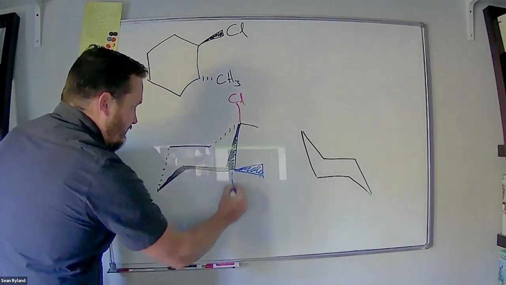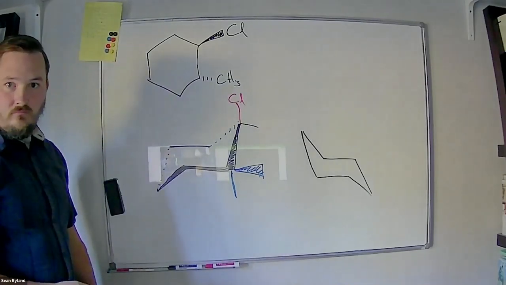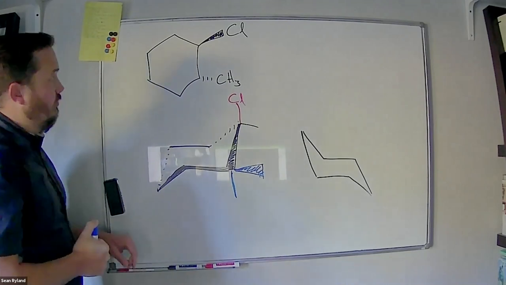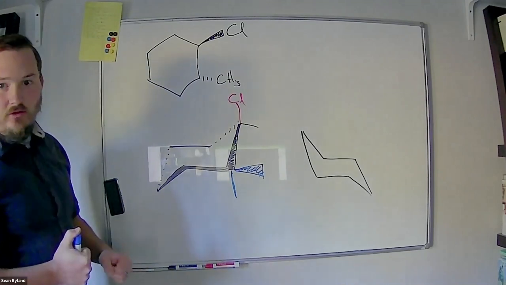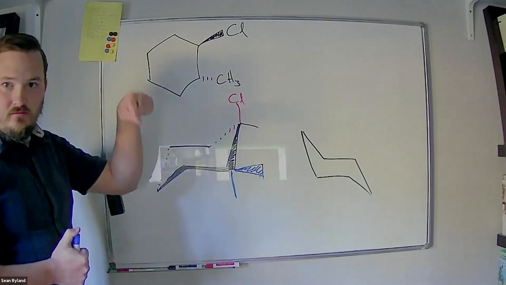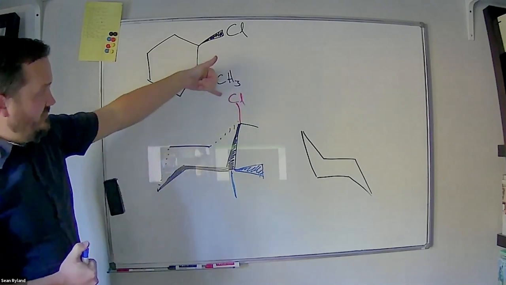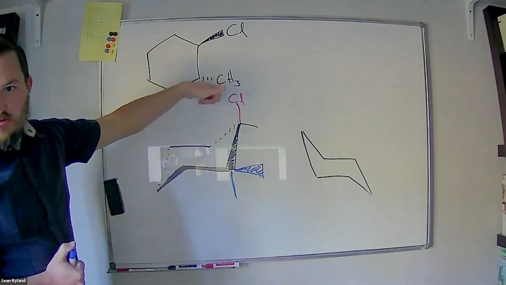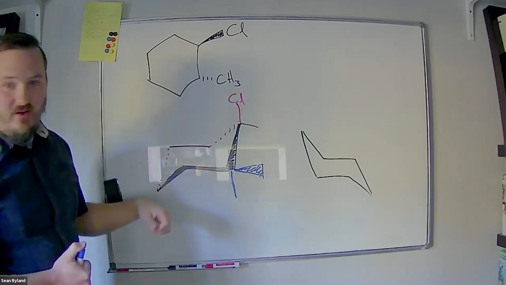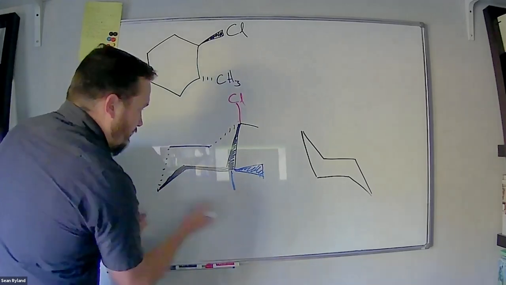And another bond that's flat. So which one of those gets the methyl group, top or bottom? Right, because the chlorine is above the ring. If you picture this ring being flattened out, the chlorine would be sticking up above the ring, which means the methyl group has to be downward.